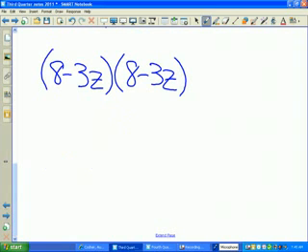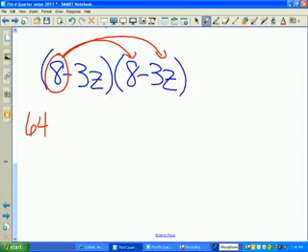So from here, I'm going to take what I know. I'm either going to do the FOIL method or the box method. So let's start with FOIL first. I have my positive 8, and I'm simply going to distribute to everything in that second parenthesis. So I have 8 times 8, which gives me 64. And then I have 8 times a negative 3z, which gives me a minus 24z. And we don't have anything else to distribute.